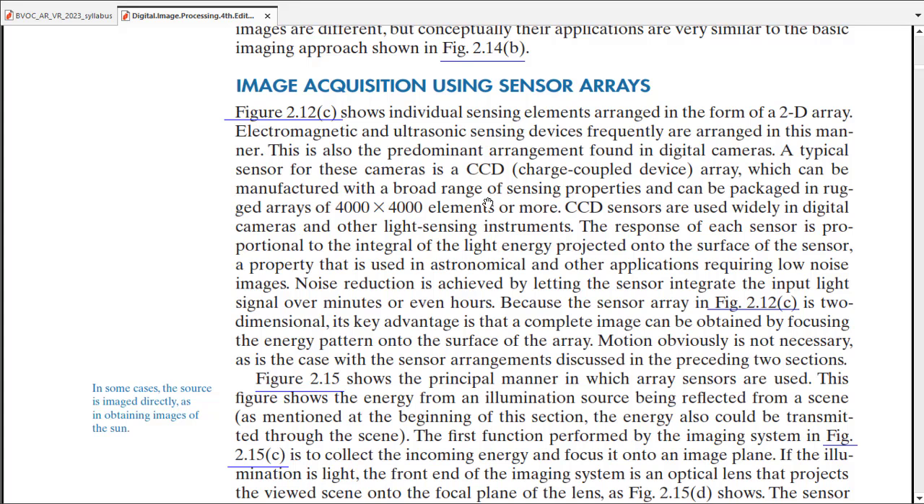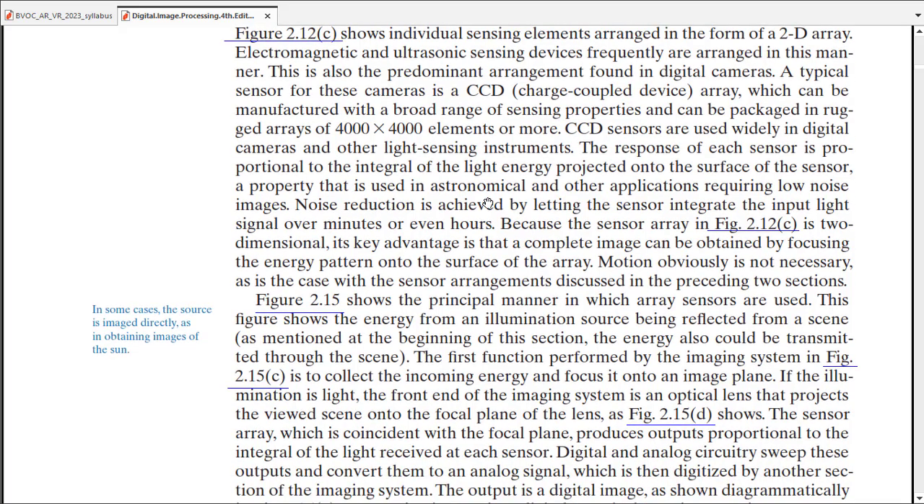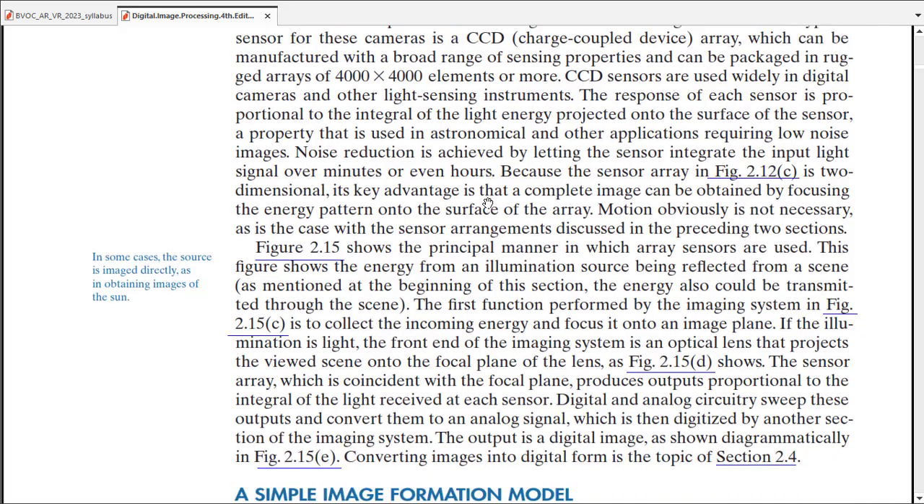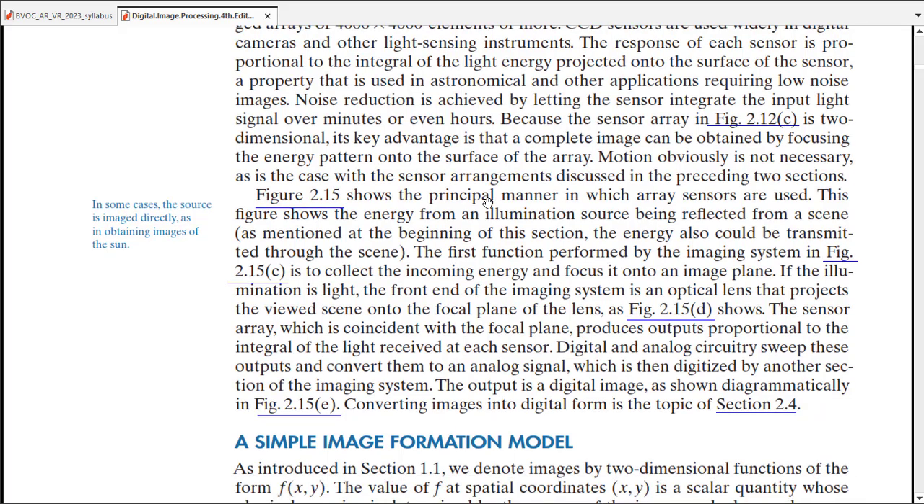As in other light sensing instruments, the response of each sensor is proportional to the integral of the light energy. In this case, there are many sources of image, such as those obtained directly from the sun. This depends on the illumination. Sun energy produces 90,000 luminance, and daylight at night time produces only 10,000 luminance. So based on this, the energy of sensing of light changes.